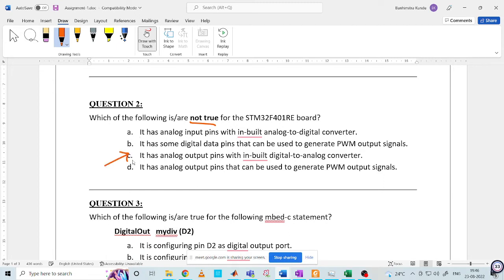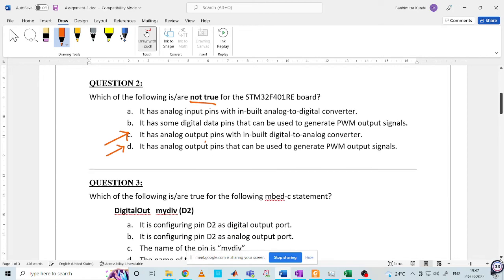Definitely C, because it does not have a DAC. Then Option D also. Correct. The analog of that can be used to generate PWM. C and D. Yes, sir.